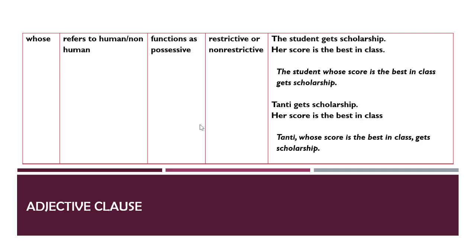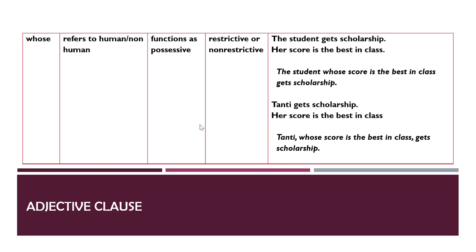Have a look at the examples. The first sentence: the student gets scholarship. The second one: her score is the best in class. Her score, her refers to the student. The student's score is the best in class. So to combine those two sentences, it can be: the student whose score is the best in class gets scholarship. Because her is a kind of possessive, the relative pronoun that can be used is whose.